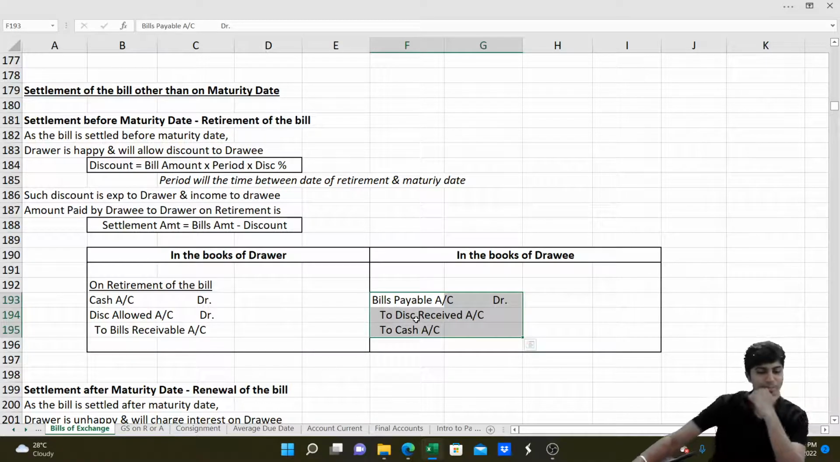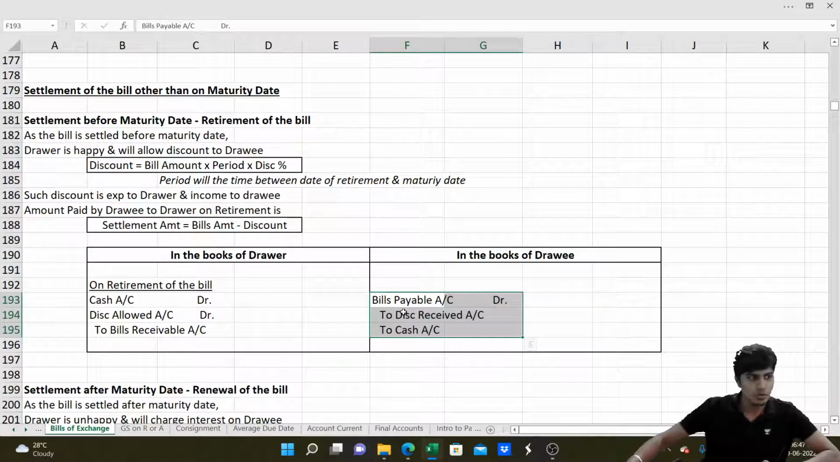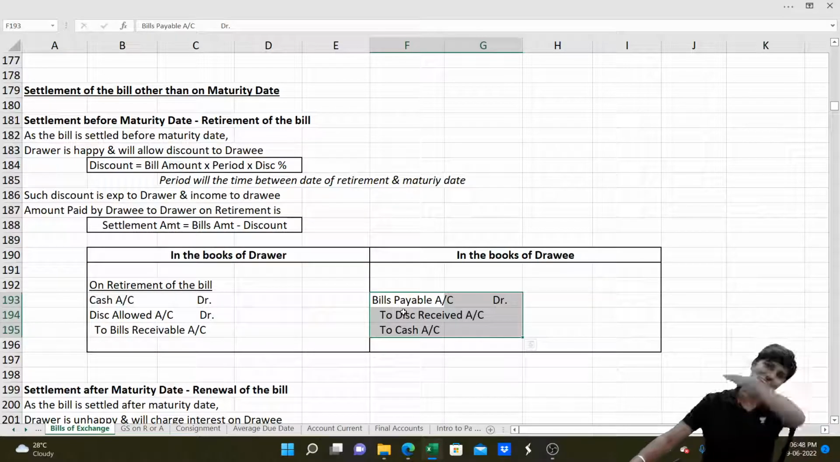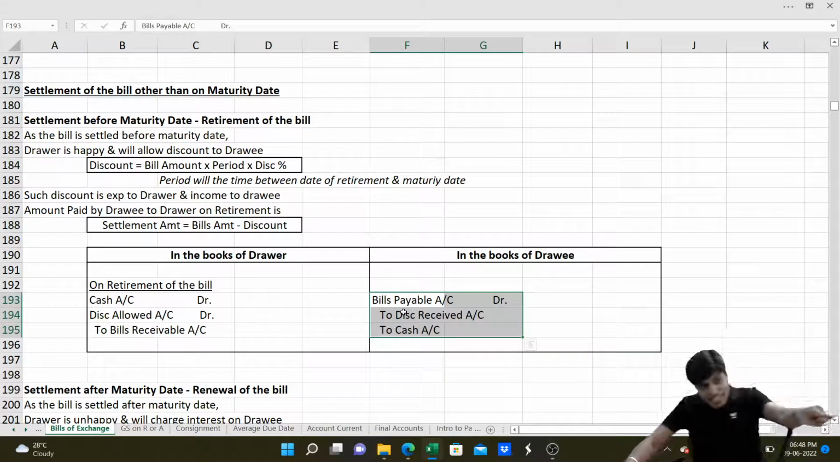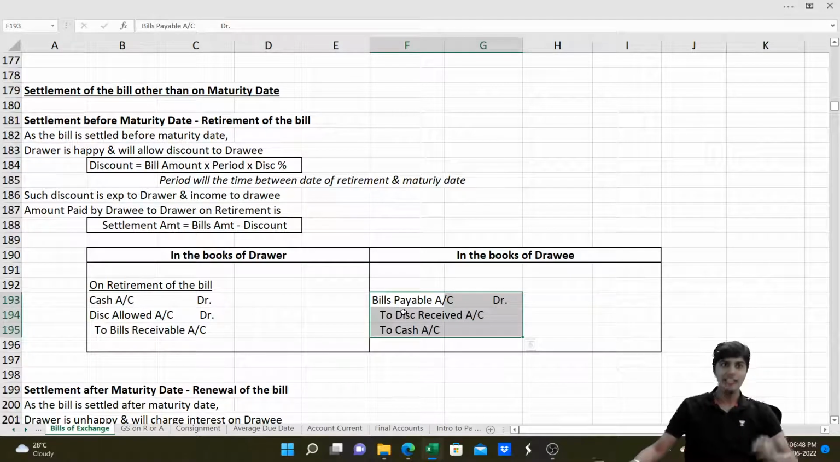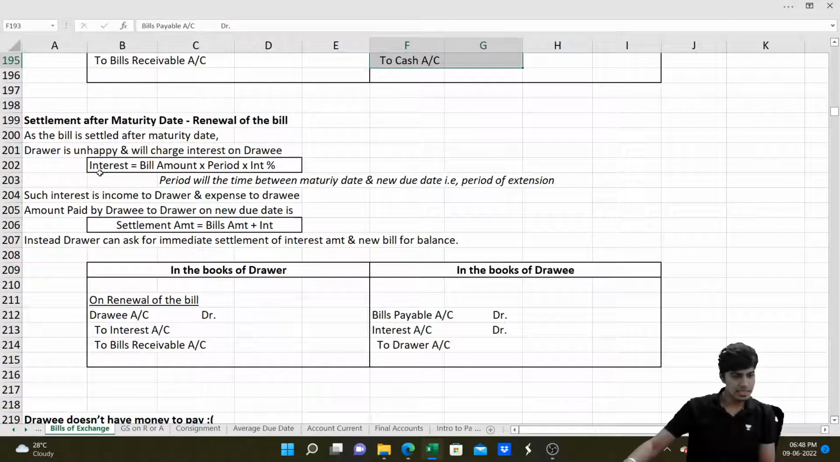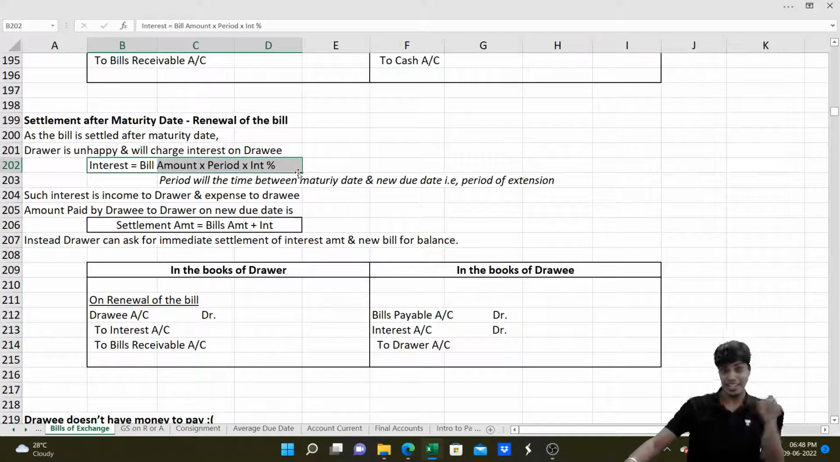Chalo, let's get going. Next, settlement of the bill after the maturity date. Sometimes the drawee doesn't have the money to pay me on the maturity date. In such a case, he would say, can I pay later, after the maturity date? I will say, okay, pay me after. Then I am getting the money late, no? So I am unhappy. He has the responsibility to make me happy, so he would pay me extra money called interest. This interest is paid as a percentage of the bill amount for the period of delay. So interest is computed as bill amount multiplied by period multiplied by interest percent.